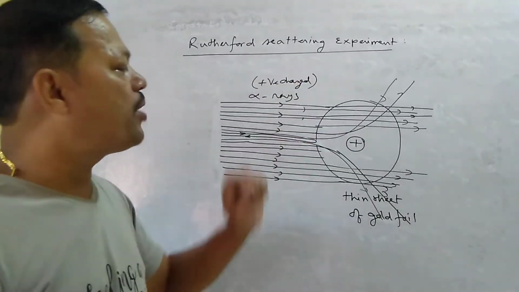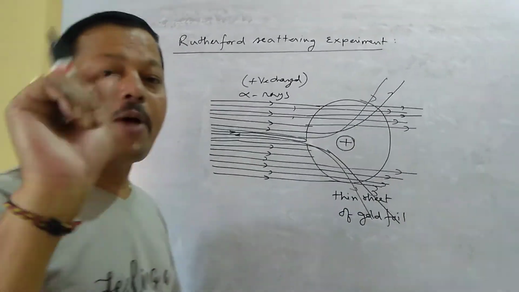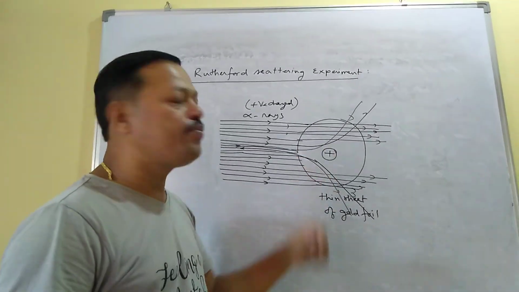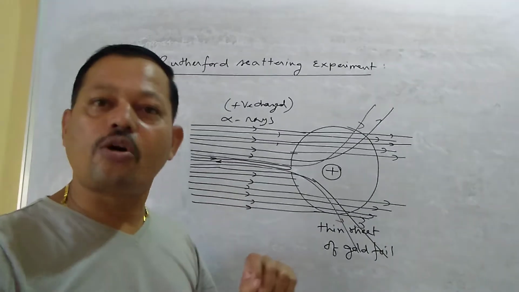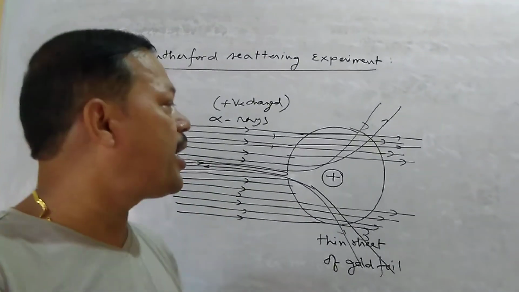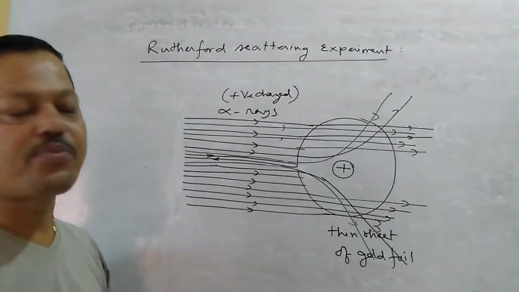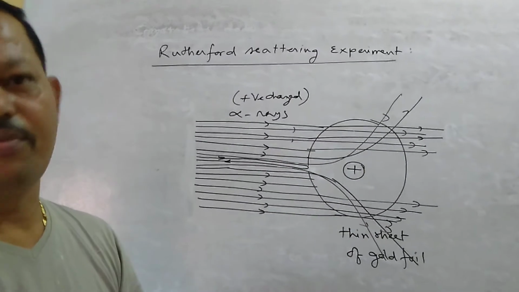So after this experiment, Rutherford said that every atom contains a positively charged species at the center of the atom, which is called the nucleus. But this concept was not given by Thomson. That is why Thomson's model cannot explain the Rutherford scattering experiment. And after this experiment, Rutherford gave a new model which is called the Rutherford model of atom.